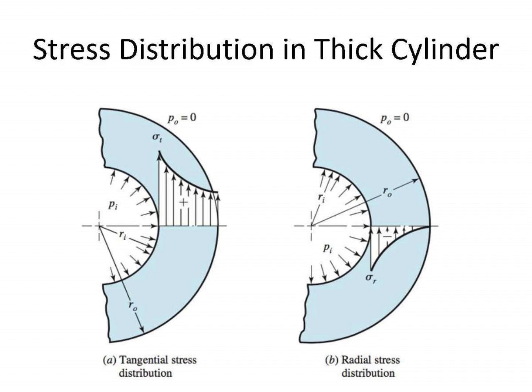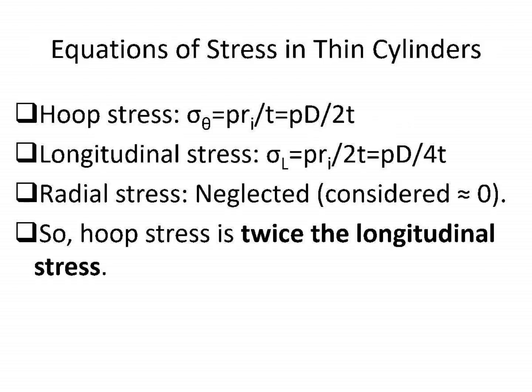Slide 9. Equations of stress in thin cylinders. For thin cylinders, hoop stress is calculated using internal pressure, radius, and wall thickness. Longitudinal stress is half the hoop stress. Radial stress is neglected because hoop stress is the largest. It usually governs failure in thin-walled pressure vessels.